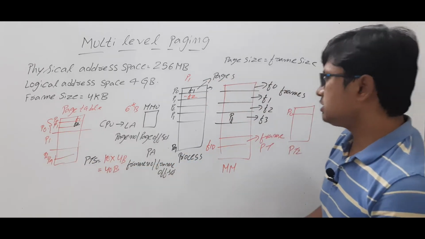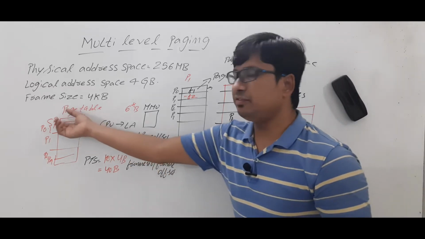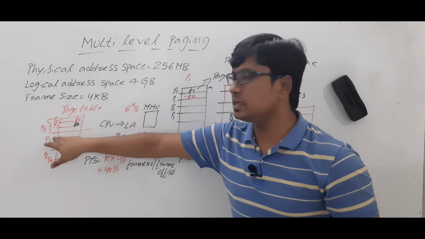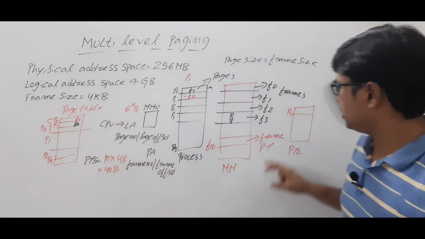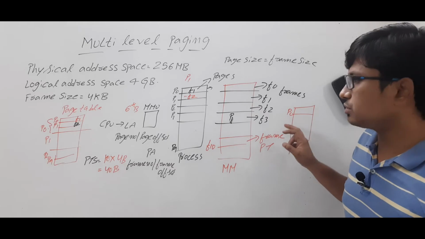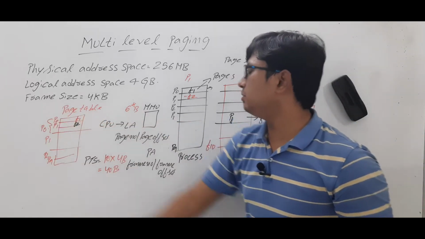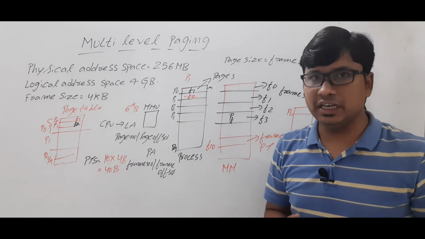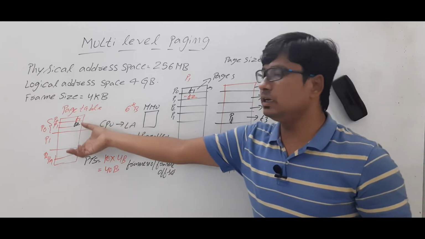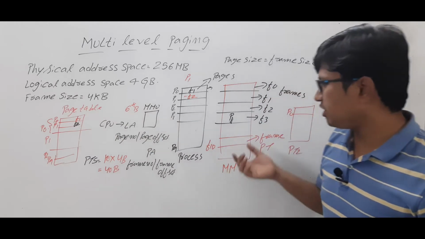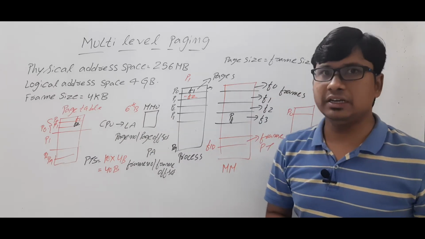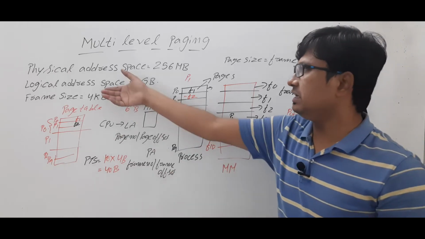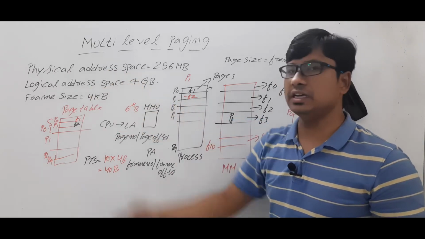So for each page table, if its size is more than the frame size, we will again divide it into multiple pages, and we will store this information in another page table. So this information will be available in this page table. This is the purpose of multi-level paging. If the single page table size is more than the frame size, then we will go for multi-level paging. If you did not understand this concept, don't worry. I will discuss multi-level paging with this example.